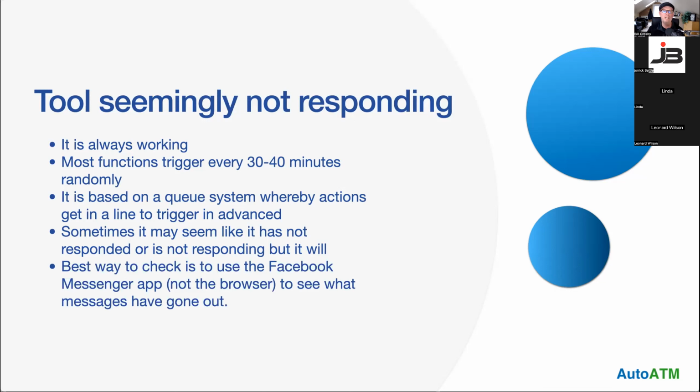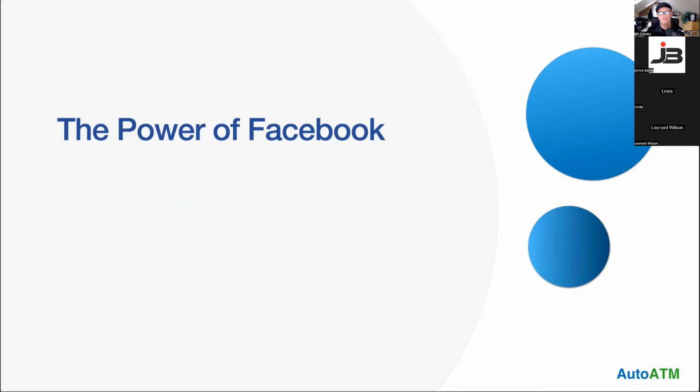The best way to really check this is to use the Facebook Messenger app, not the browser. The browser pops up all those little windows, or it has that pop down function for the messages. If you use the Messenger app, you can really see what messages have gone out. You can see the timestamps on them. It's just much easier to follow what the tool is doing. And it's no problem to look at those things. Don't respond, let the tool do the response for you, so it leads them all the way through the entire campaign. So that's really important.